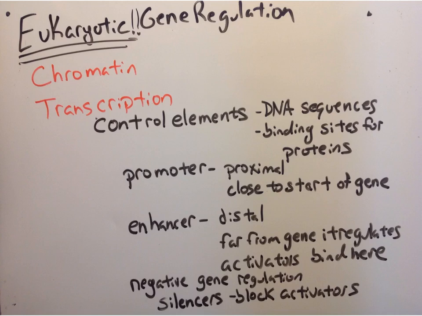There is negative gene regulation in eukaryotes, but these silencers usually function by blocking the activity of activators and thereby blocking transcription.